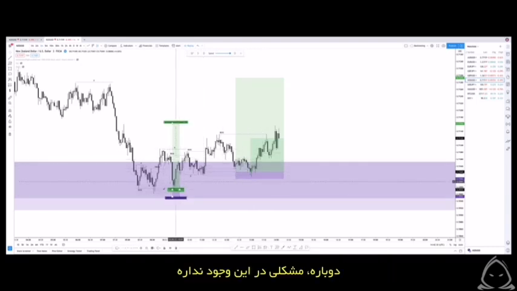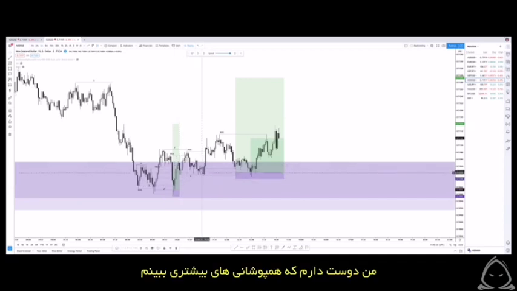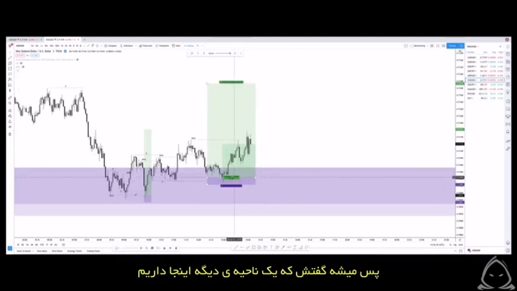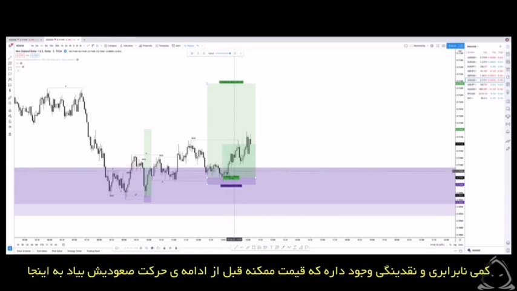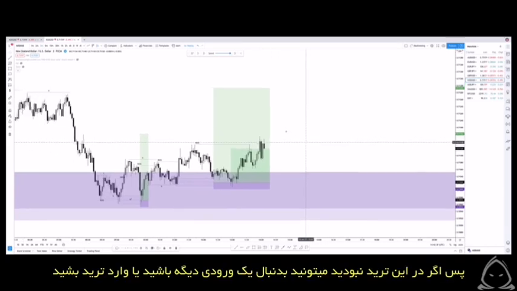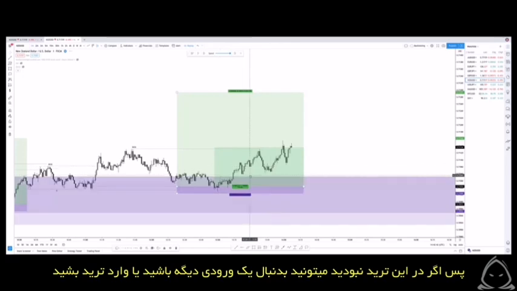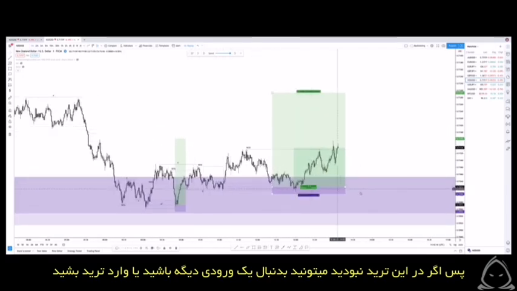Again, there's nothing wrong with this. I just like to see more confluences. And as you can see here, we've had order flow, order flow, order flow. We've got mitigations. So potentially now, you could say, well, you've got another area here with imbalance and some liquidity that price may gravitate back towards before pushing off higher. So again, if you weren't in this trade, you could look to now develop another entry, or of course a scaling.